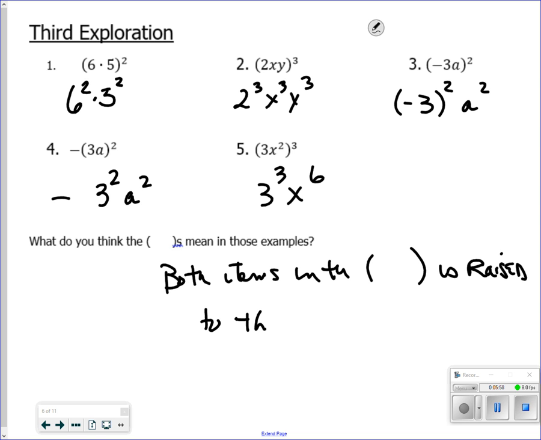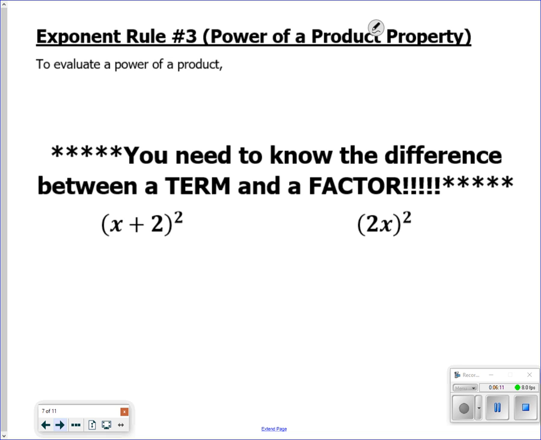Sorry for the small interruption there. What do the parentheses mean? It means that both items in the parentheses are raised to the power.